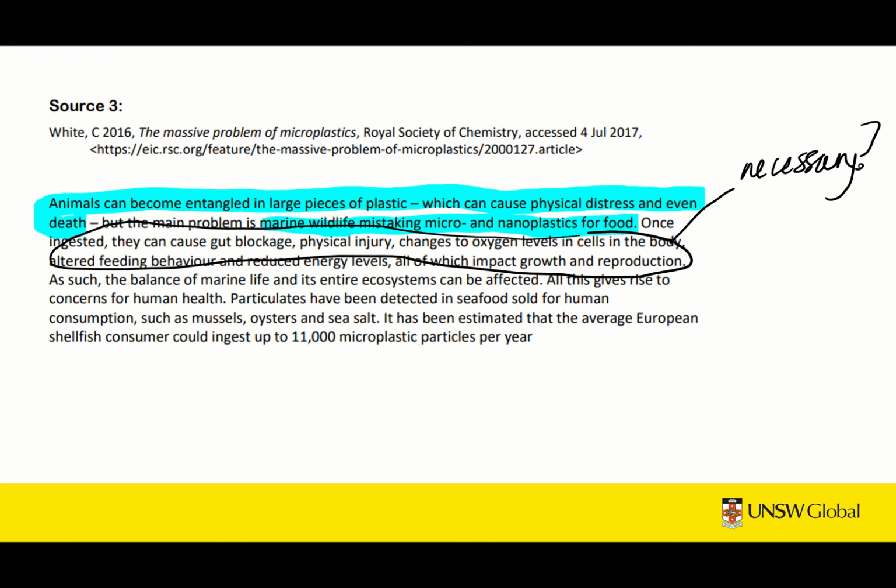But is that all necessary? Do you need to identify all that particular information? Maybe not. You can just say that it causes physical distress and even death. But I do think that this part is important, the overall effect on the marine life and ecosystems. Maybe we don't need all the individual bits of information, but we need the overall effect.